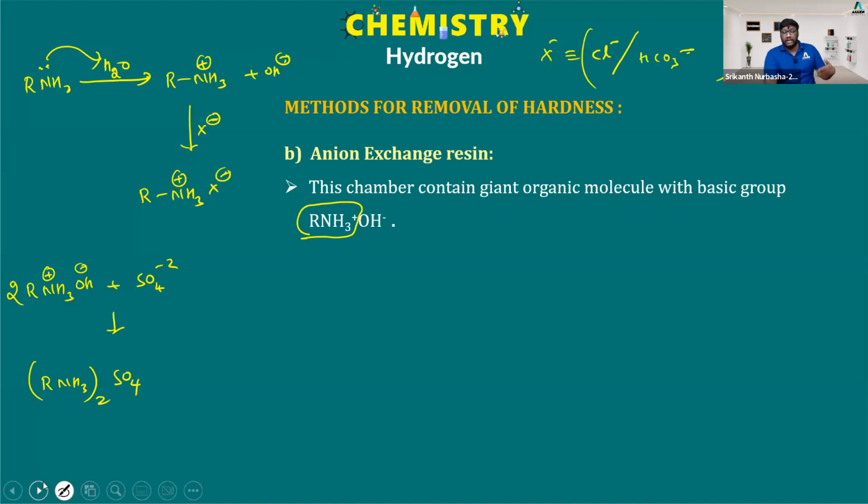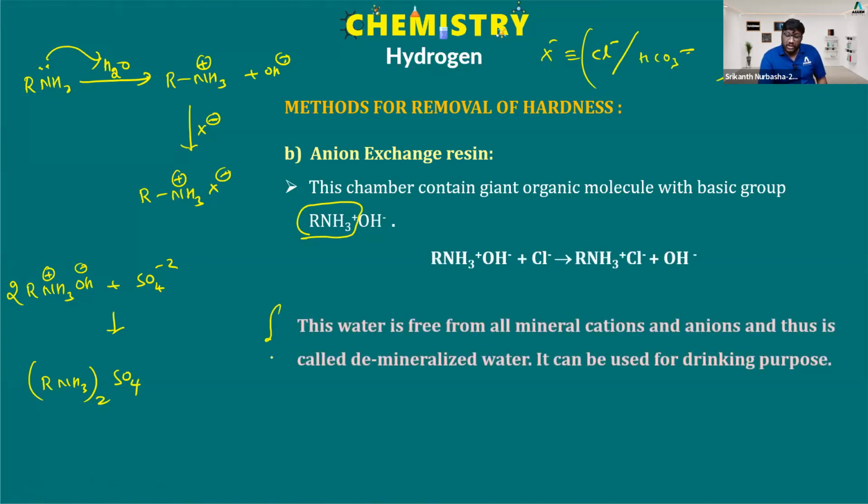So like that, whenever you have acidic group, the acidic group will try to remove the cations from the hard water. The basic groups will try to remove the anions from the hard water. Thereby, both the cations and anions are removed. This water is free from all mineral cations and anions, and thus it is called demineralized water. There are no minerals present, and that is why it can be used for drinking purpose.